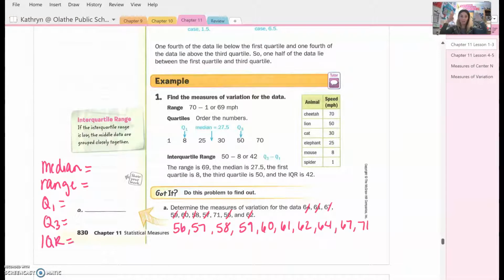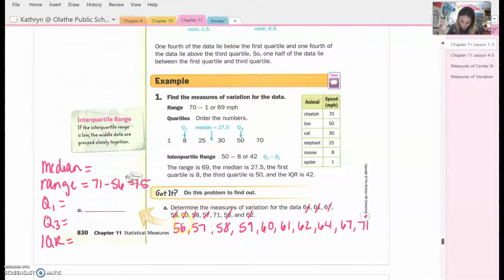Again, range is biggest minus smallest. So we're going to do 71 minus 56, which gives me a total of 15 for my range, just so we know it. Now we're going to find the median, just the median.